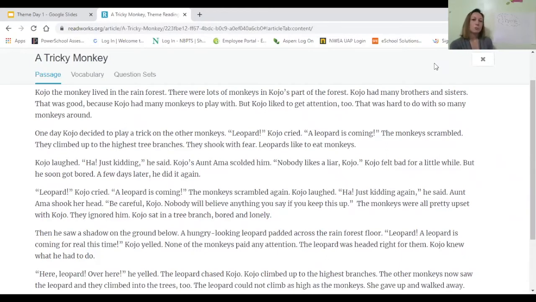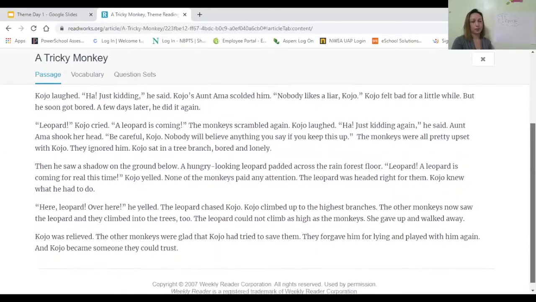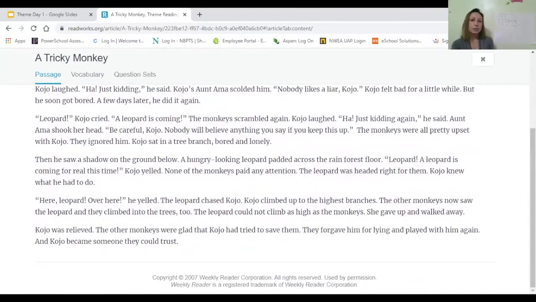The monkeys were all pretty upset with Kojo. They ignored him. Kojo sat in a tree branch, bored and lonely. Then he saw a shadow on the ground below. A hungry-looking leopard padded across the rainforest floor. "Leopard! A leopard is coming for real this time," Kojo yelled. None of the monkeys paid any attention. The leopard was headed right for them.